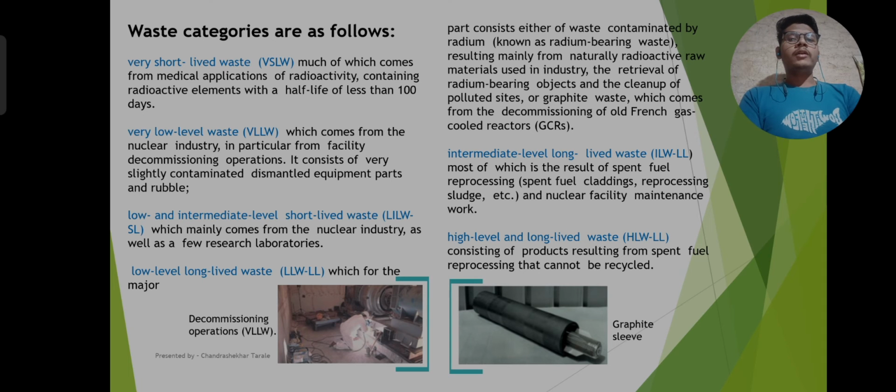Third is low and intermediate level short lived waste, which mainly comes from the nuclear industries as well as a few research laboratories. Next is low level long lived waste, which consists either of waste contaminated by radium, resulting mainly from naturally radioactive raw materials used in industries, the removal of radium bearing objects and cleanup of polluted sites, or graphite waste which comes from the decommissioning of old French gas cooled reactors, called GCRs.